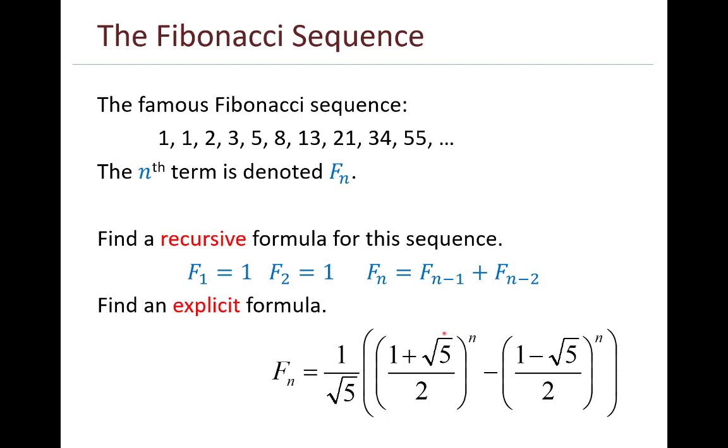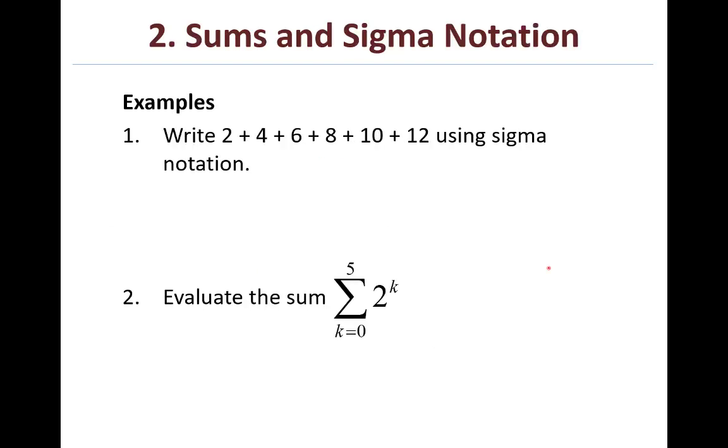All right, moving on. Sums and sigma notation. So write 2 plus 4 plus 6 plus 8 plus 10 plus 12 using sigma notation. So sigma notation means that we find a nice compact way of expressing sums like this. So what is the pattern here? This is really like 2 times 1, 2 times 2, 2 times 3, 2 times 4, 2 times 5, 2 times 6. So all of these terms have the form 2k, where k goes from 1 to 6.